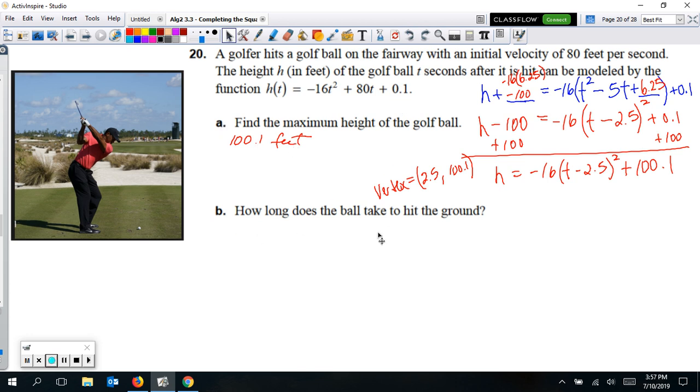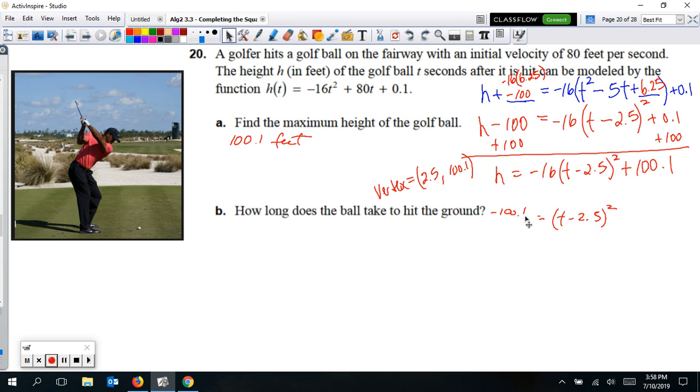B says, how long does it take the ball to hit the ground, which means h would be 0. So how long does it take for this h to be 0? It doesn't matter whether you make it 0 here or here. If we leave it in this form, making this 0, we can subtract 100 from both sides. So now I have negative 100.1 on one side. On this side I have the negative 16 first, so we want to divide both sides by that to get t minus 2.5 by itself.